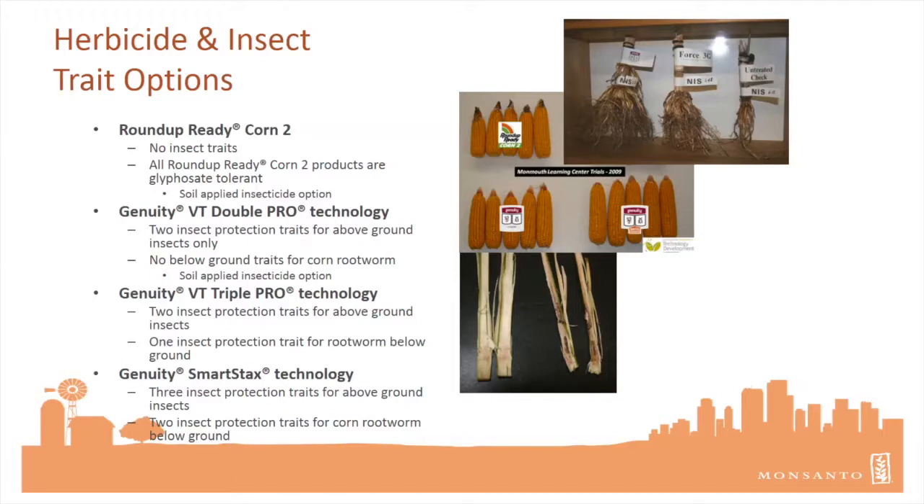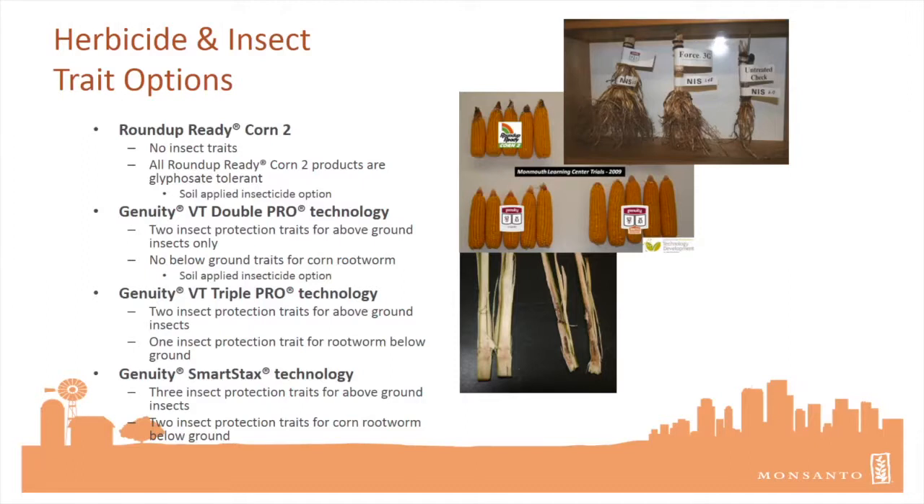Your Triple Pro technology is an older technology. I'm not so sure that we even have a Triple Pro product in our options this year, but this would be an older product that would have been our second below ground product. It gives us the 2 insect protection traits for above ground, but also gives us the insect protection trait for corn rootworm below ground as well.